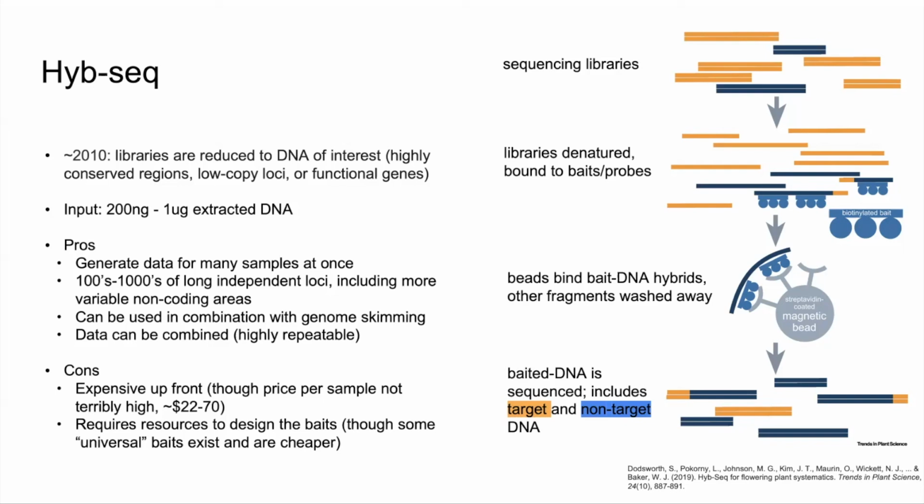One of the cons of this method is that it is pretty expensive up front. So some of the reagents and the tools that you need to do this in your own lab can be pretty pricey. However, the price per sample of this method is not too terribly high. It can be between $22 to $70 per sample. It does require resources to design the baits, though there are some universal bait kits that exist and are cheaper to use off the shelf.